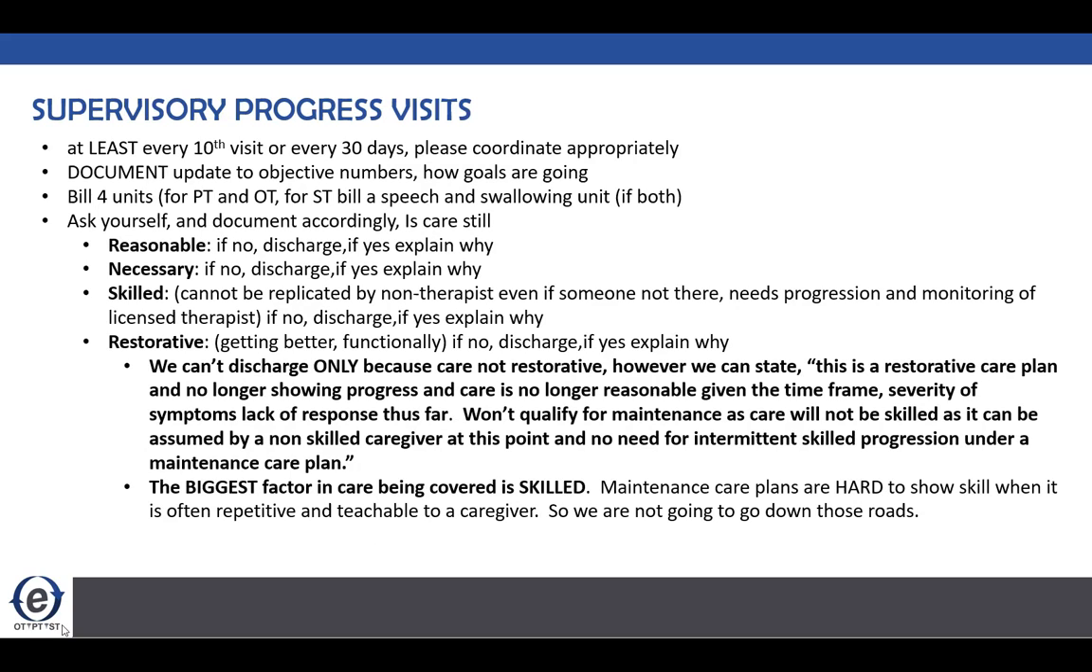Make sure when you're doing these progress notes that you're showing some progress: subjective, objective, functional outcome measures. You really want to keep showing every 10th visit that we're getting progress, which shows that it's rehabilitative and restorative. You really can't discharge someone because it's no longer restorative. Again, you could discharge someone because it's no longer reasonable, no longer necessary, no longer skilled. Skilled being the biggest one.